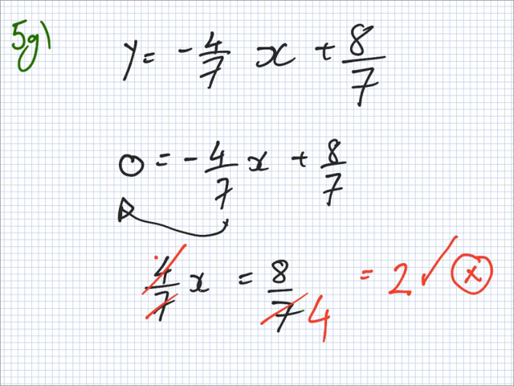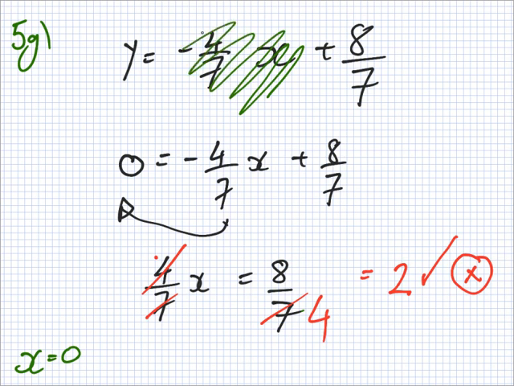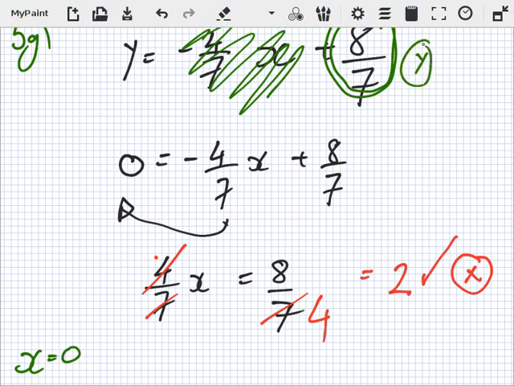x equals 0, yeah. So now I put x equals 0. Well, that's very easy, because if I put x equals 0, that's gone. So basically, this is the y-intercept. All right, so let's draw this guy.